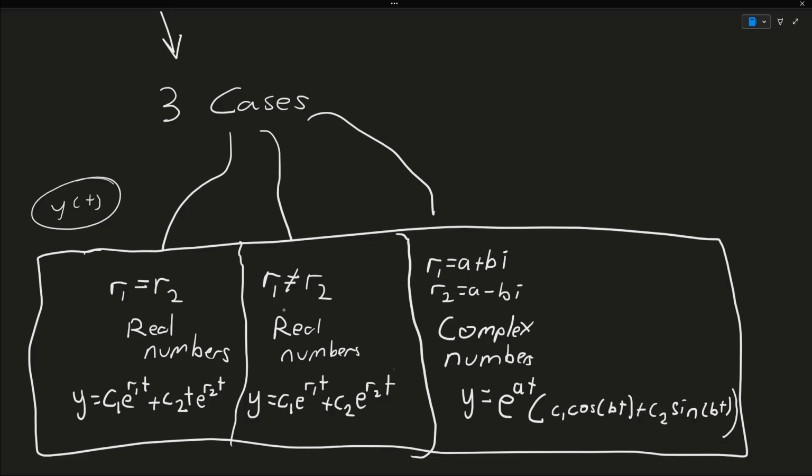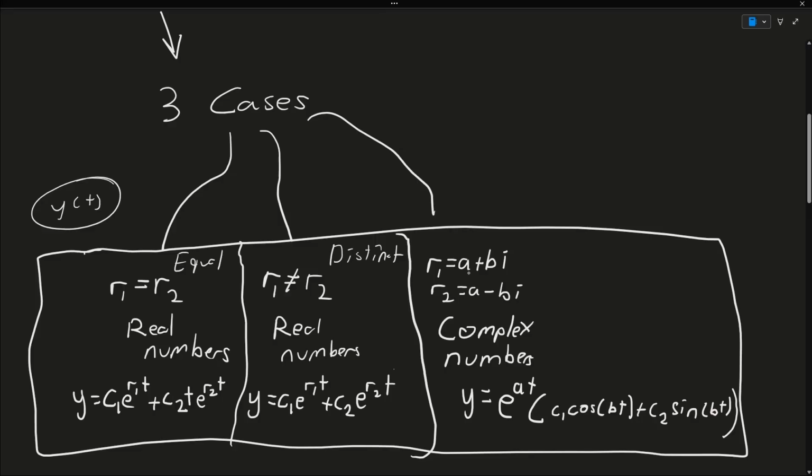The second case is r1 is not equal to r2. This is distinct roots. Distinct. Okay? And the first case is also equal roots. So when you have distinct roots like this and they're real numbers, the solution becomes c1 e to the r1t plus c2 e to the r2t. Notice how we had a t e to the r2t? We drop that t over here, and our solution becomes this formula right here.